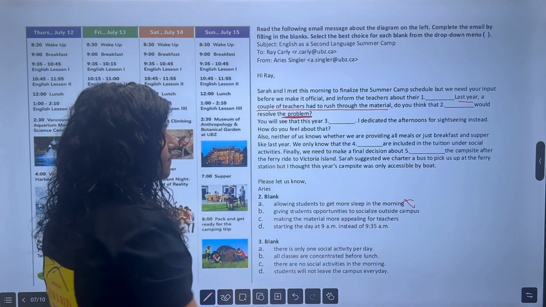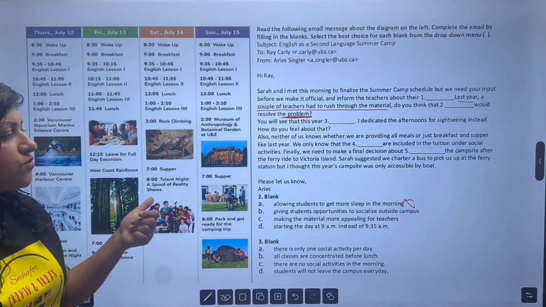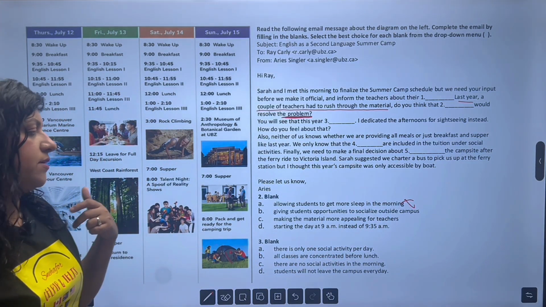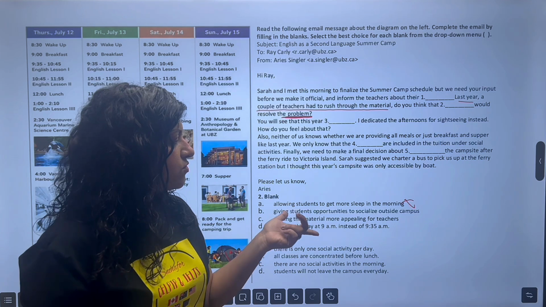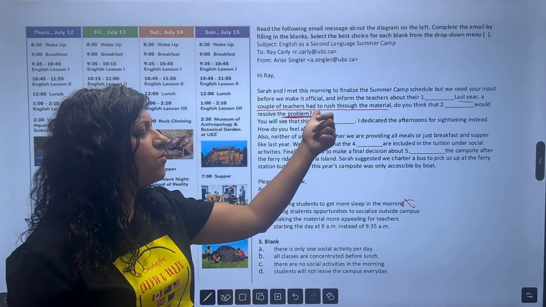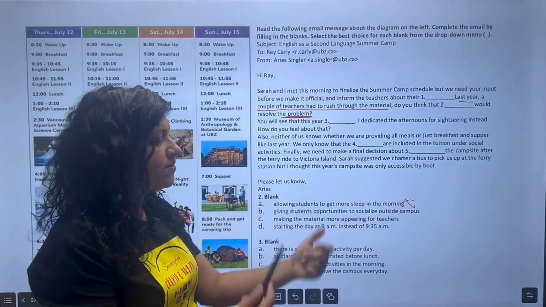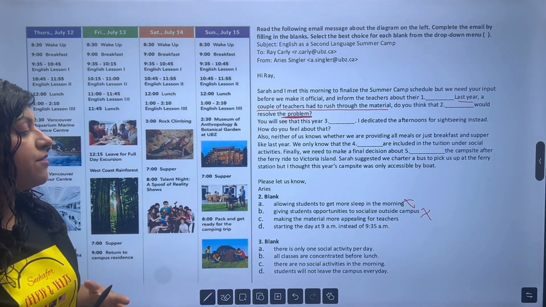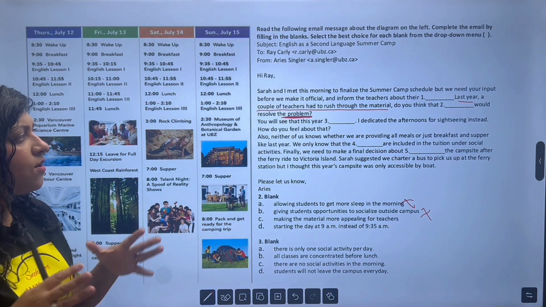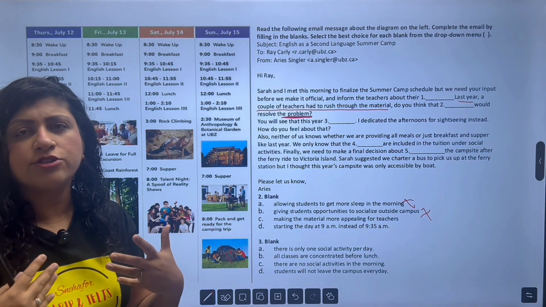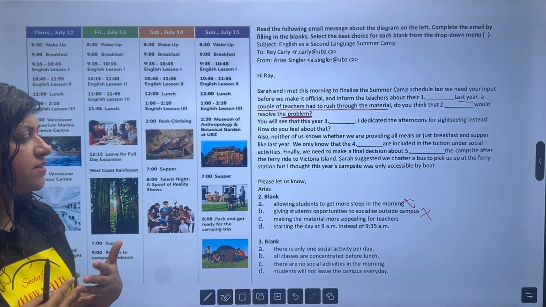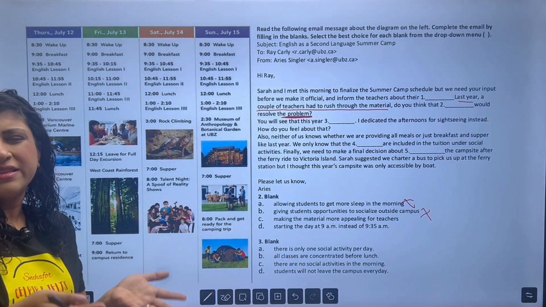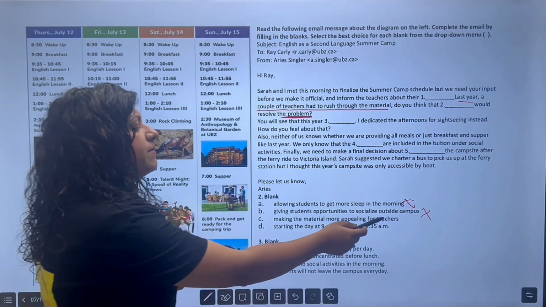Cannot be my answer. Giving students opportunities to socialize outside campus. Now, if students have opportunities to socialize outside campus, how does this relate to this problem? It doesn't make any sense. C says, making the material more appealing for teachers. Now, teachers had to rush through the material. That was not because it was less appealing. Doesn't make any sense at all. Cannot be the answer.